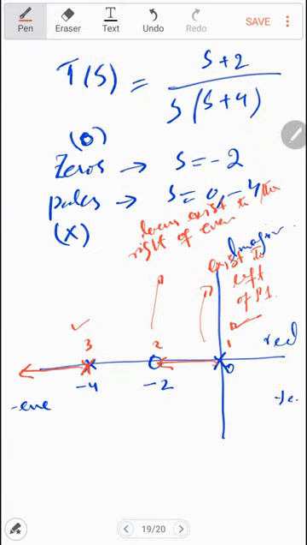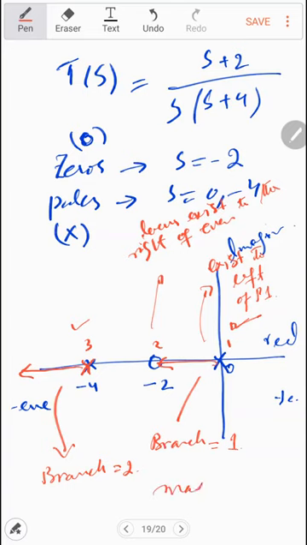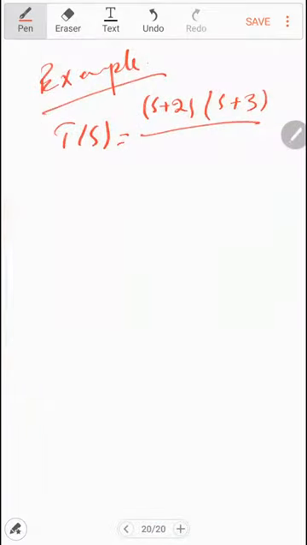Regarding the previous one, the number of branches: how many branches do we have? We have 2 branches. One branch is this one, branch number 1, and this is the other branch, branch number 2. The number of branches will be equal to the maximum of poles and zeros. How many poles are there? 2. So the maximum is 2. And how many zeros are there? 1. So the branches are equal to the number of poles. So it is also straightforward.